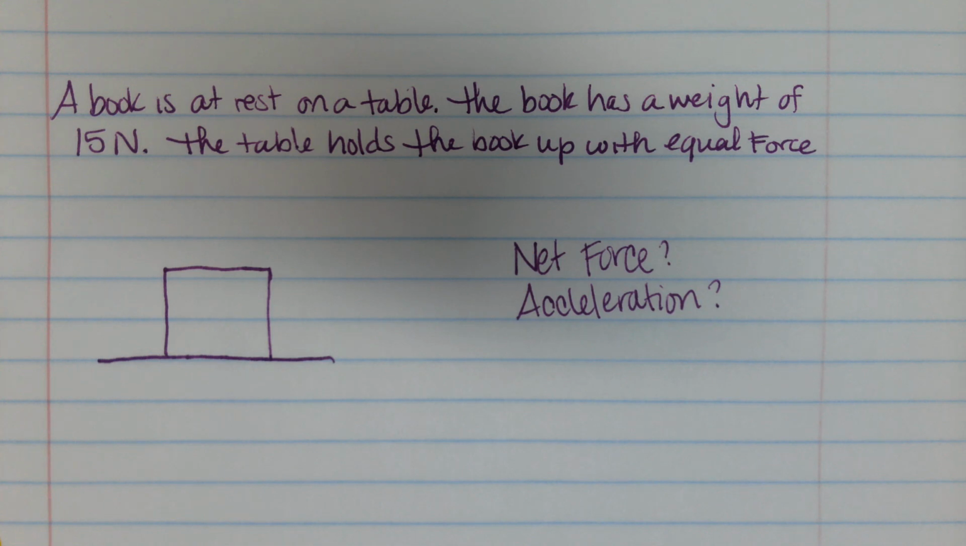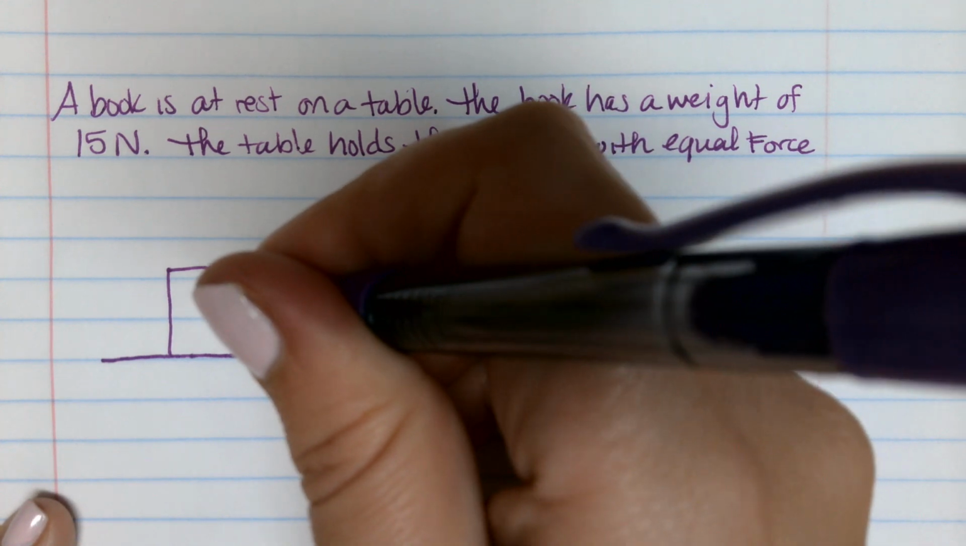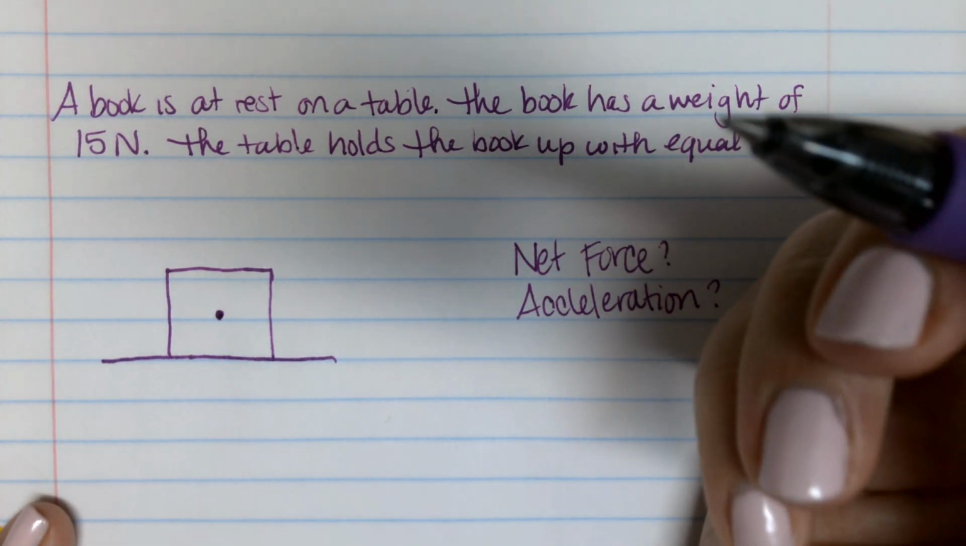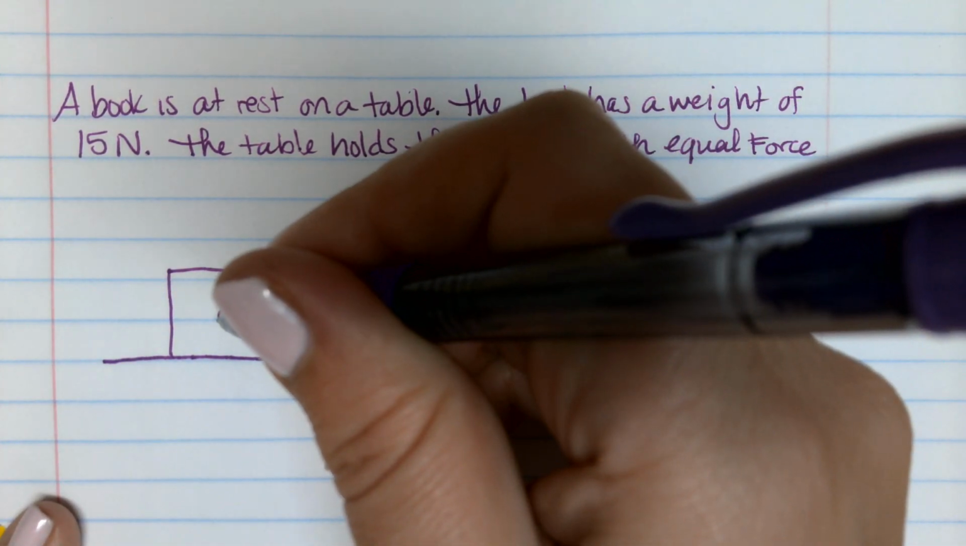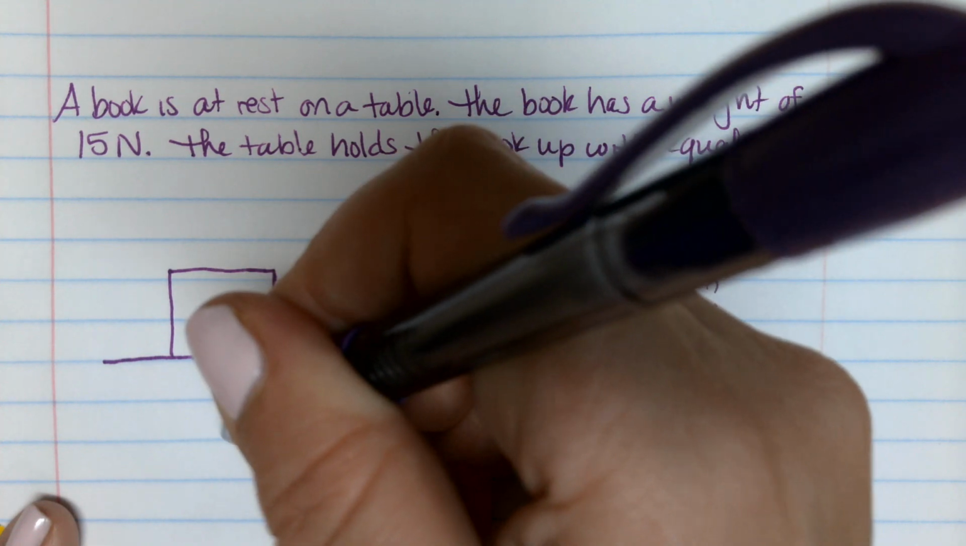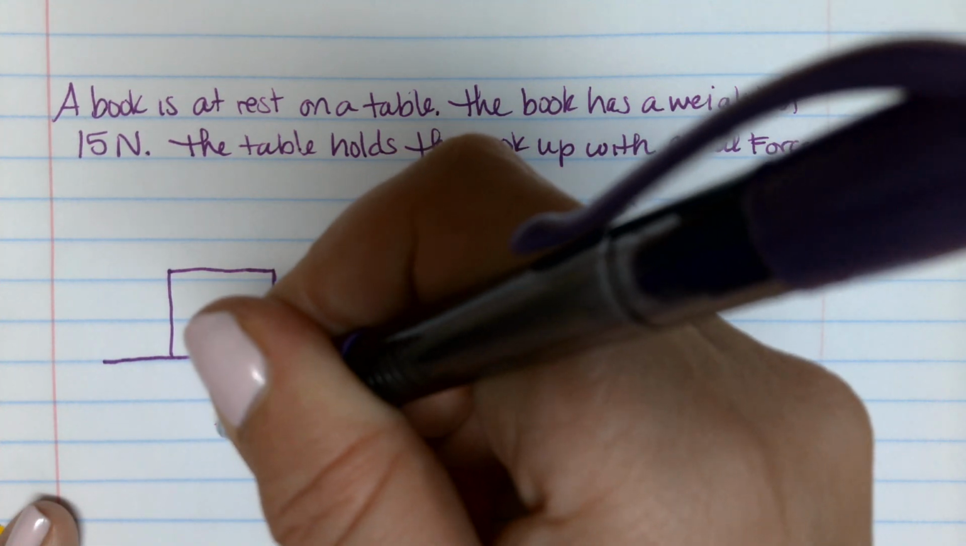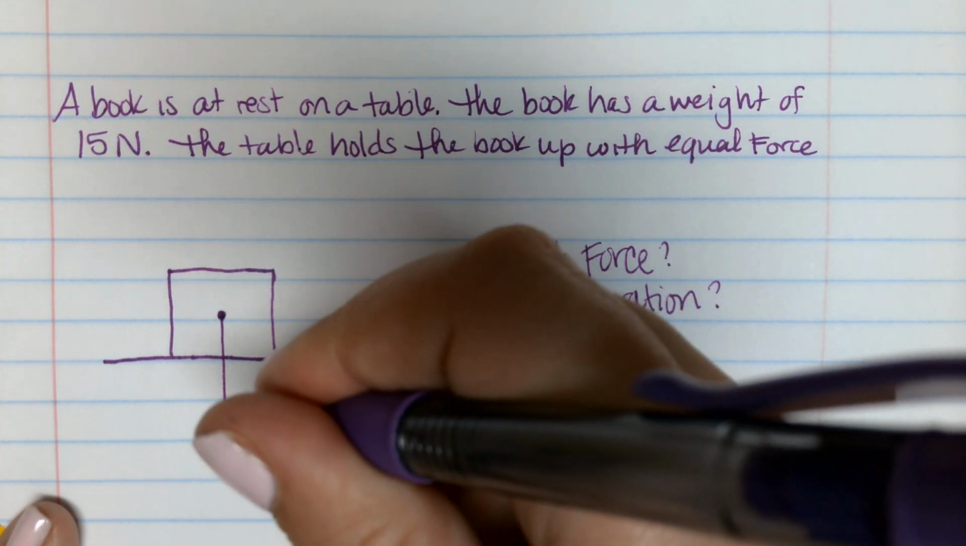So we tend to look at the forces in four directions: up, down, left, right. Right now we have a book at rest on a table. Like I said, this is not a fancy drawing. The book has a weight of 15 newtons. So we put a dot in the middle and we draw our arrows from that central dot. The weight of 15 newtons, that is a force, and that is pointing downward. So I'm going to put 15 newtons here.